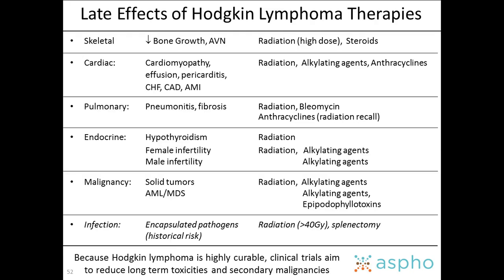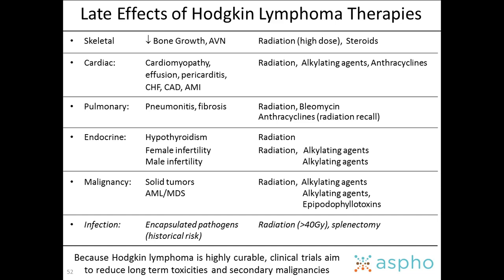This is a list of the late effects of Hodgkin lymphoma therapies. This is another one that I'll let you guys read to yourself, with the exception that I want to highlight female infertility in Hodgkin lymphoma is associated with abdominal radiation, so radiation to the ovaries, as well as alkylating agents. But for males, well, we don't radiate the testes for Hodgkin lymphoma, so it's just alkylating agents.